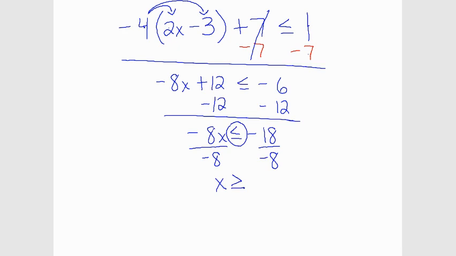Negative 18 divided by 8, well, we get a 2 out of each of those, and the negatives cancel, so we get positive 9 out of 4, and we have our answer. But again, the key thing, when you divide or multiply by a negative, take that inequality, flip it around.